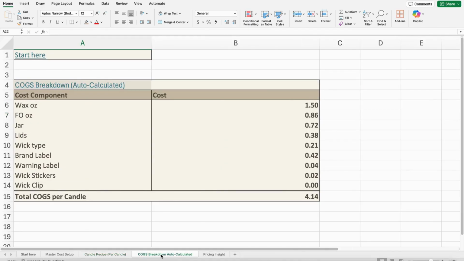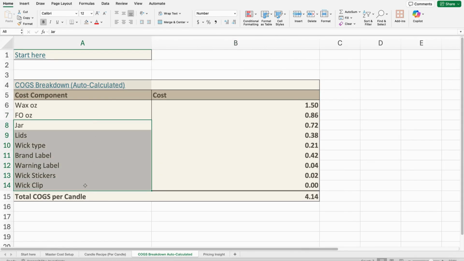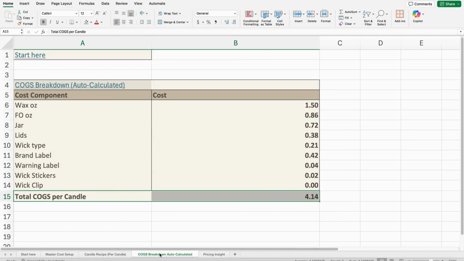Cost of goods sold breakdown. This is where clarity happens. You do not type anything on this tab. The calculator automatically shows cost of wax per candle, cost of fragrance oil per candle, and cost of each component, and your total cost of goods sold per candle. Right now, our total cost of goods sold per candle is $4.14.